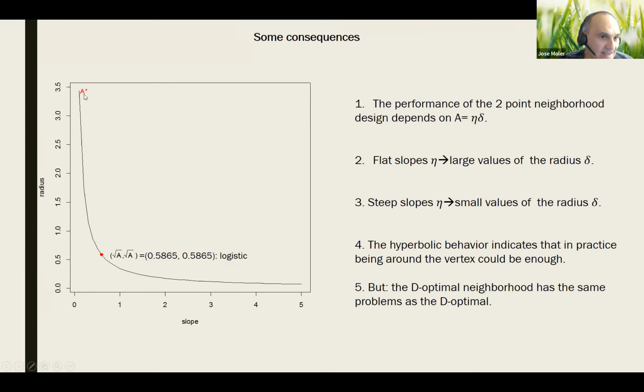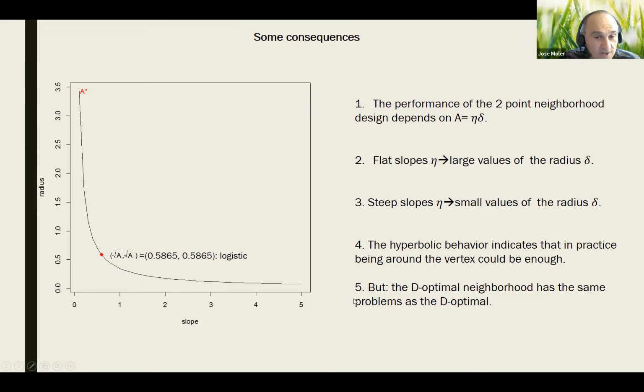But we know that this hyperbolic relationship advises us to use values close to the vertex, so close to the 0.5. This is an advice, it is not proven. I mean that if we have a very large slope and we increase the radius very much, we don't perform better, because the increase of radius is very small to be optimal.